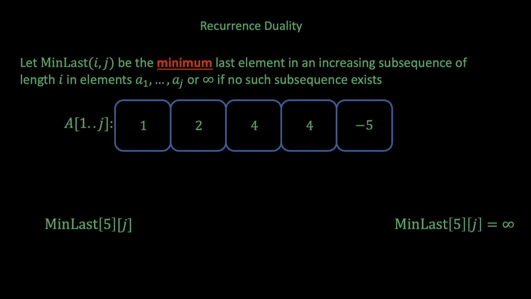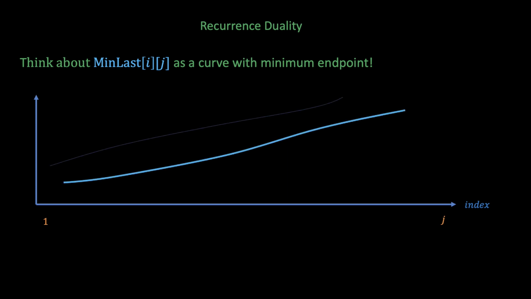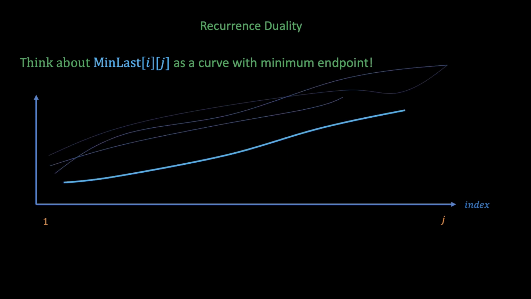Now, one useful way of thinking about minimum last i,j is to consider all possible increasing subsequences of length i in the first j elements of A. The minimum endpoint across all such subsequences is minimum last i,j.